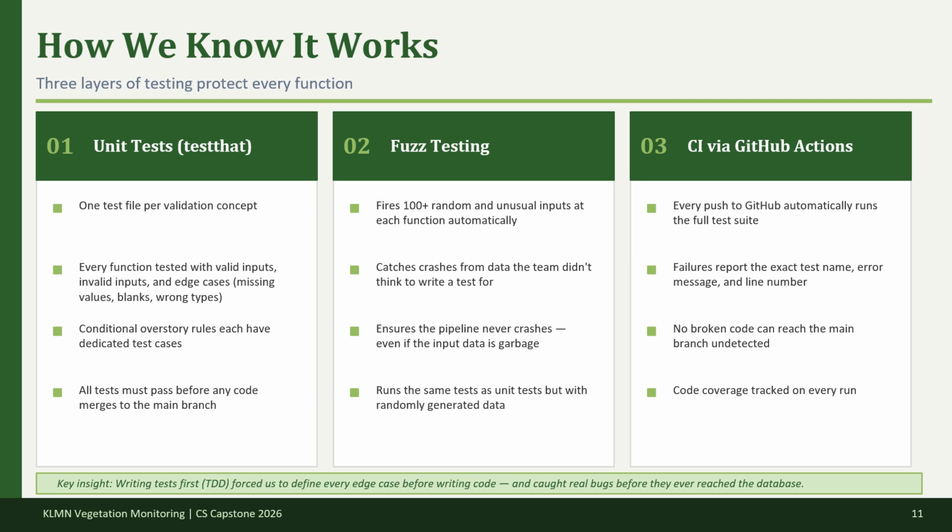And every single time we push code to GitHub, our CI pipeline runs all those tests automatically. If anything breaks, it tells us exactly which test failed, the error message, and the line number before anything reaches the main branch. One thing we learned early on, writing the tests before writing the code forced us to think through every edge case first. And that actually caught real bugs before they ever got near the database. John, you want to close this out?